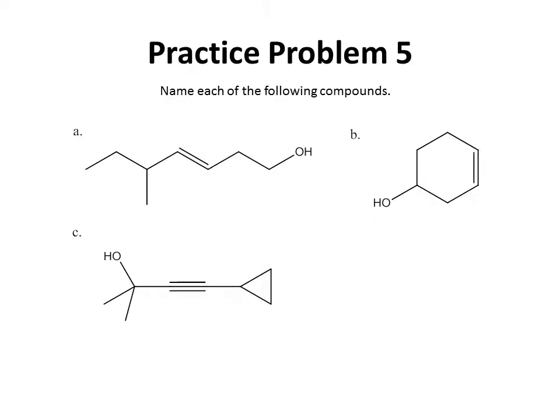Practice problem 5. Name each of the following compounds. Now be sure that you note that there are going to be OH groups as well as carbon-carbon double or triple bonds present. Remember that the carbon with the OH group gets the lowest possible number.